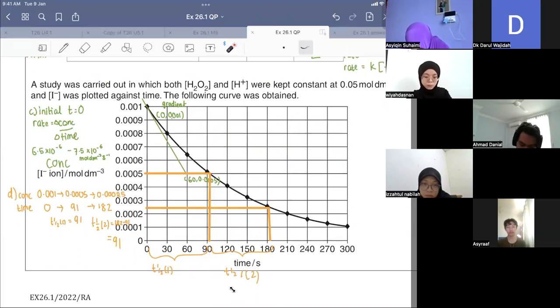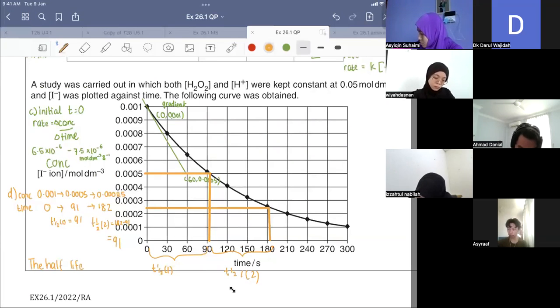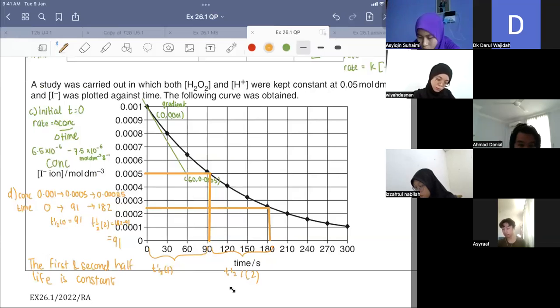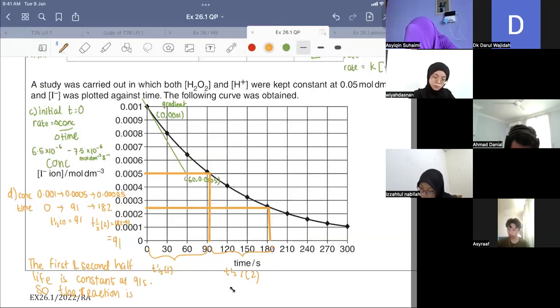So they want you to show the reaction is first order. So we say that the first and second half-life is constant. If it's a constant half-life, then it's first order, at 91 seconds. So the reaction is first order with respect to iodine. WRT, with respect to iodine. You have to spell it out. Don't be lazy like me. It's okay for me to do it because I won't be sitting for the exam, but you need to spell it out.